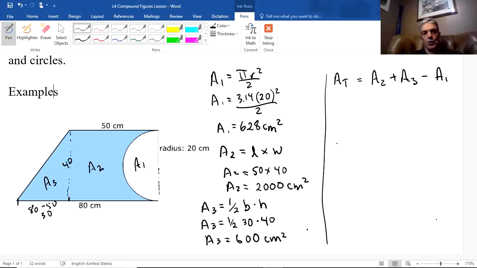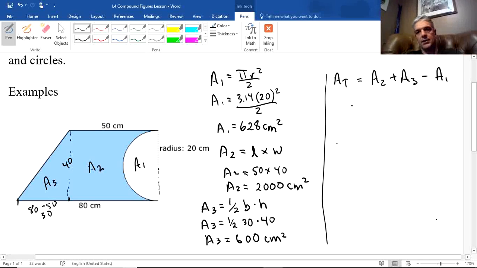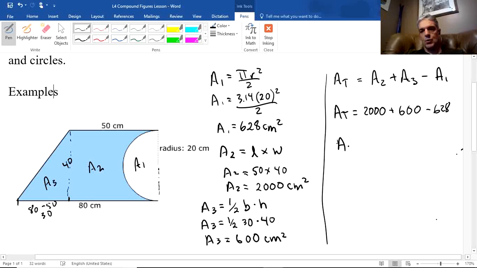Now I'm ready to plunk all this information in over here to find my area total. Notice how I'm using subscripts. That's how I can distinguish between different areas. I can use the letter A, A1, A2, A3, but I've also labeled those over here. It's really important. And AT essentially means the area total. So the area total represents A2, which is 2,000, plus my A3, which is 600, minus my 628. And area total equals 1,300, and what is that?